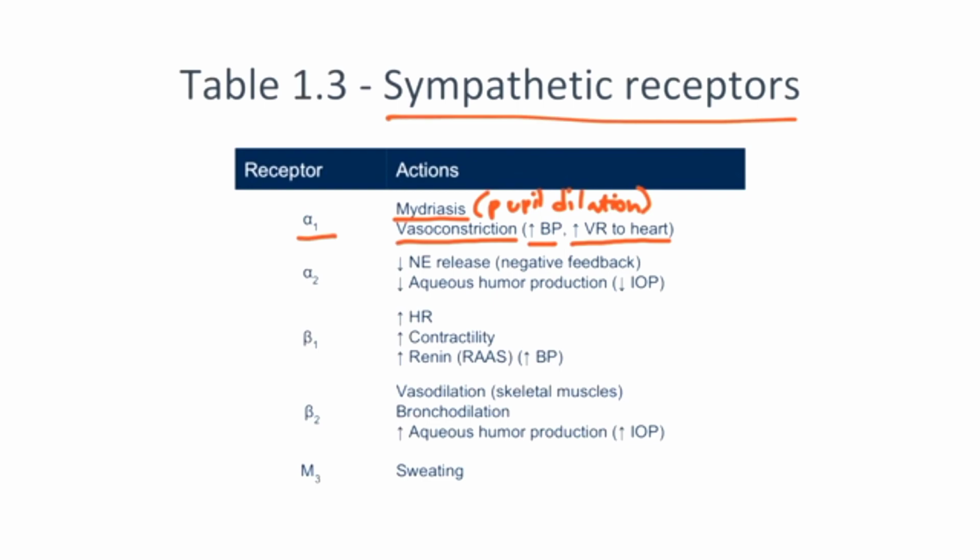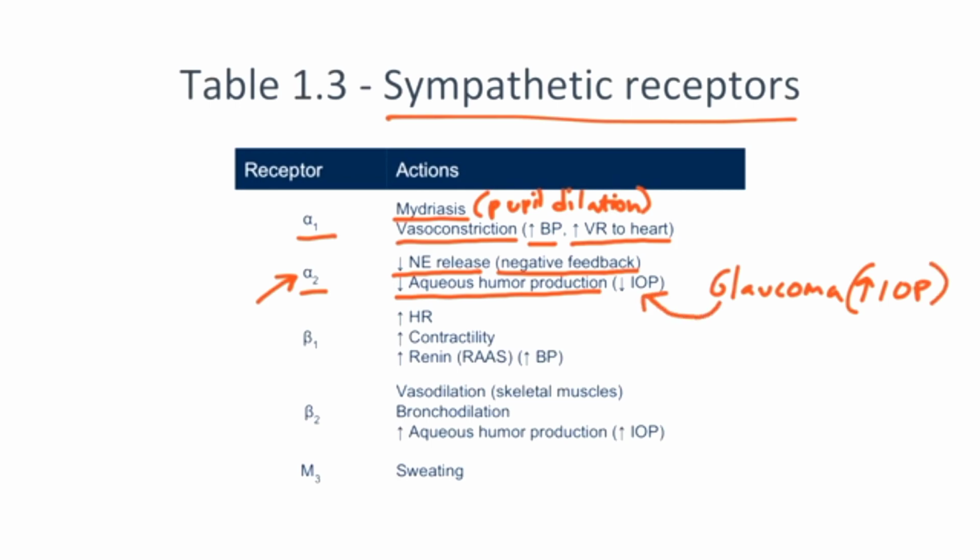Another sympathetic receptor is the alpha-2 receptor. And this will actually decrease norepinephrine release, so it will act as a negative feedback mechanism. So if you stimulate alpha-2, it'll actually decrease the sympathetic response at that neuron. But we're not going to discuss that much more in this lecture. The alpha-2 receptor can also decrease aqueous humor production. So when a patient has glaucoma, for example, which means, in layman's terms, increased intraocular pressure, then it can actually decrease intraocular pressure.